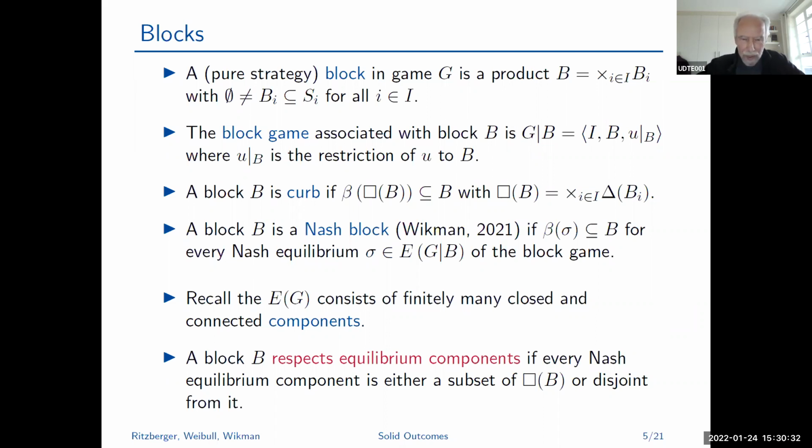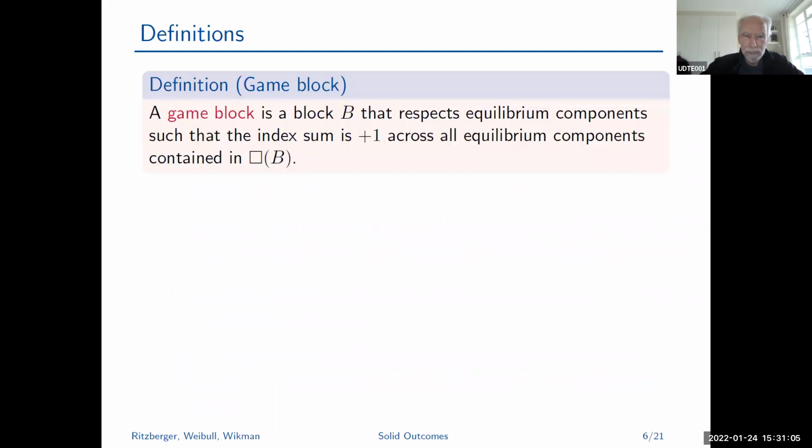Now, as a definition, let's say that a block respects equilibrium components if every Nash equilibrium component is either a subset of the face spanned by the block or disjoint from the face spanned by the block. Okay, so it's either inside or outside. It doesn't go across. Okay, that's what respects equilibrium components means. And now with that, I can define our solution concept.